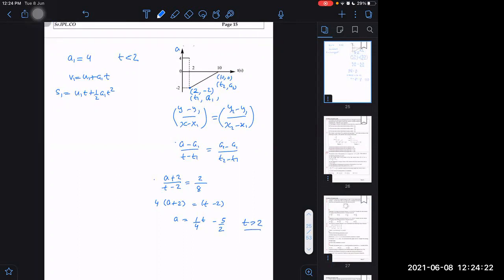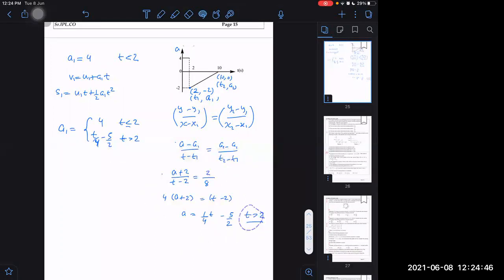Then I will write the two intervals of accelerations. You can think now as if a function is given to you, which is equal to 4 for t less than 2, and equal to t by 4 minus 5 by 2 for t greater than 2. Now, how to get velocity? Now forget the graph. Once we have converted it into a function, we don't have to look at the graph again. It is enough for us.